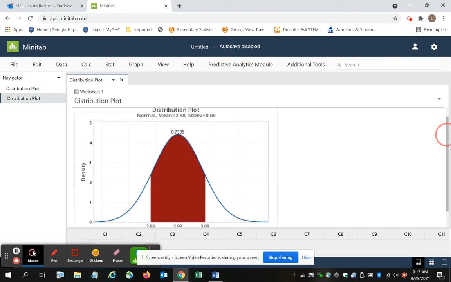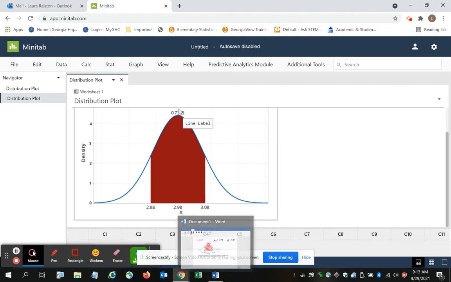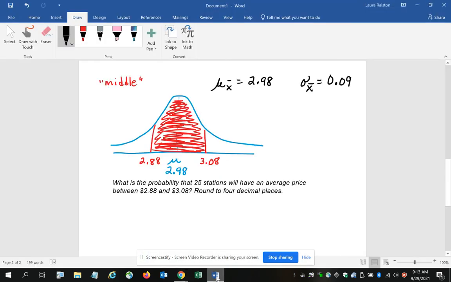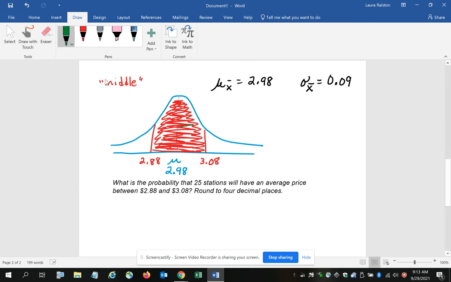And again, I get the graph that shows, and I get 0.7335. Notice it up here at the top. So this red shaded region, based on the results from Minitab, is 0.7335. So there is approximately a 73% chance that the average price of unleaded gasoline will be between $2.88 and $3.08.